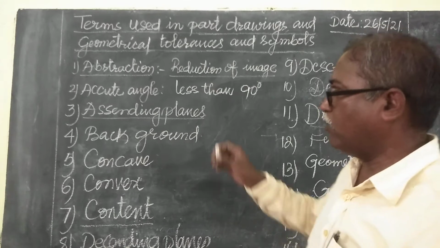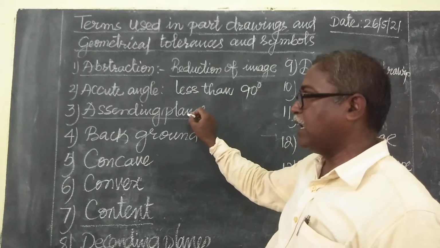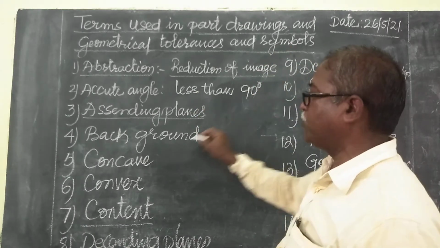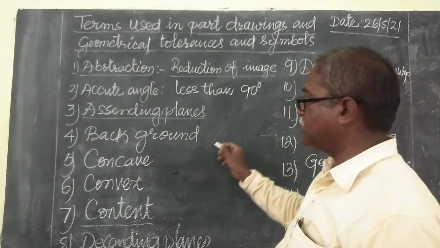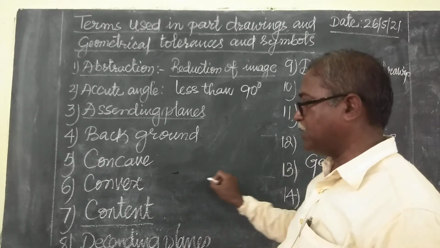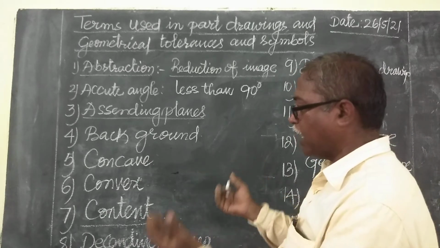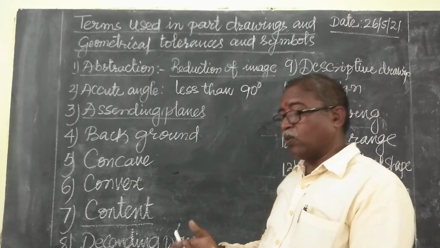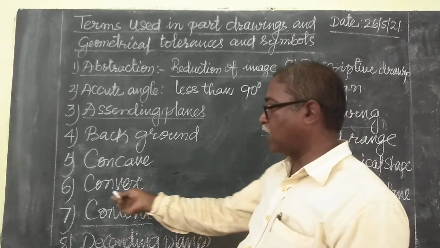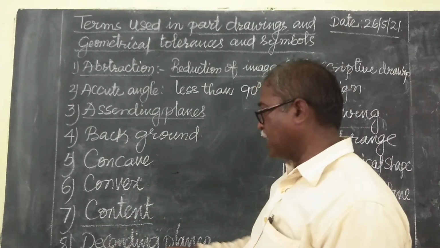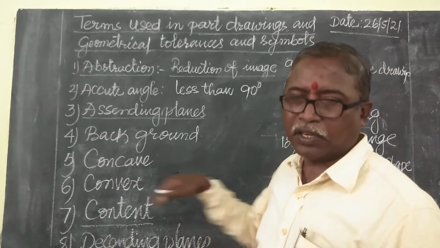So once again, I am explaining reduction of image less than 90 degree. Ascending planes means the planes going up. Then background, that is the background of the drawing. Concave is internal curved shape, convex is external curved shape. Content: if you see the drawing, you have to identify this is the lady photo, this is a gent photo, this is a boy photo, this is a girl photo. That all comes under content of drawing. Then descending planes means coming down from the horizontal line.